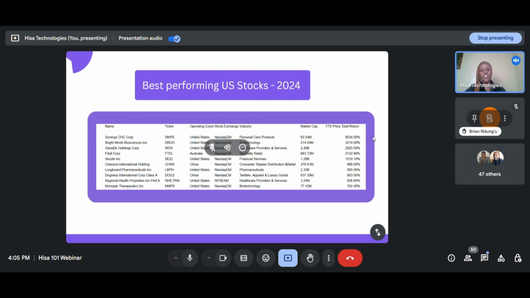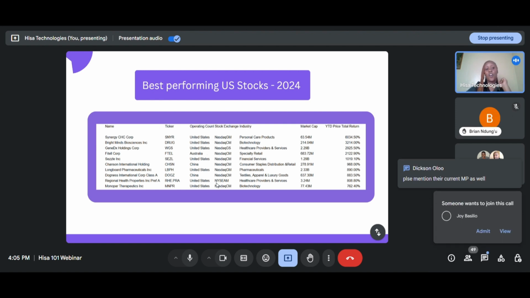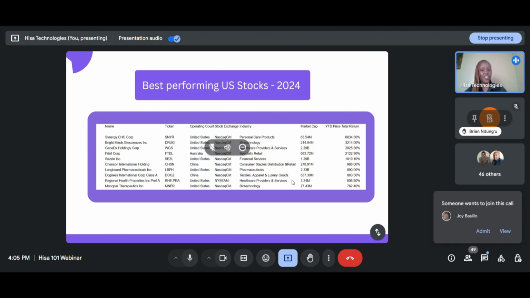Number 2, we have Bright Minds. Yeah, you can see how well the stock market in the US is performing. And the best part is that you can find all of these stocks on the Hisa app, except the regional health properties. All the others you can find on Hisa. We'll share the list very soon.